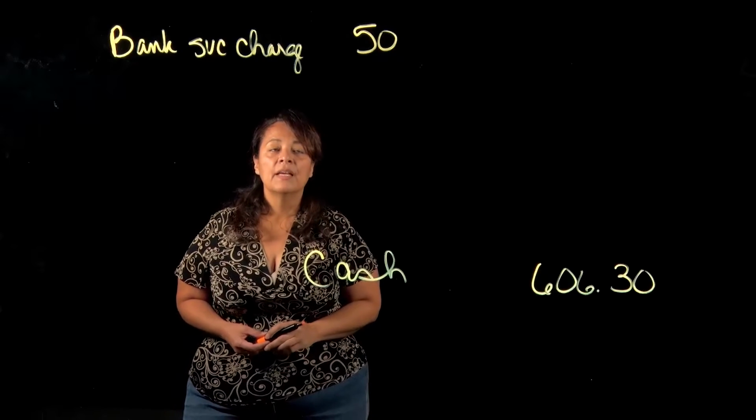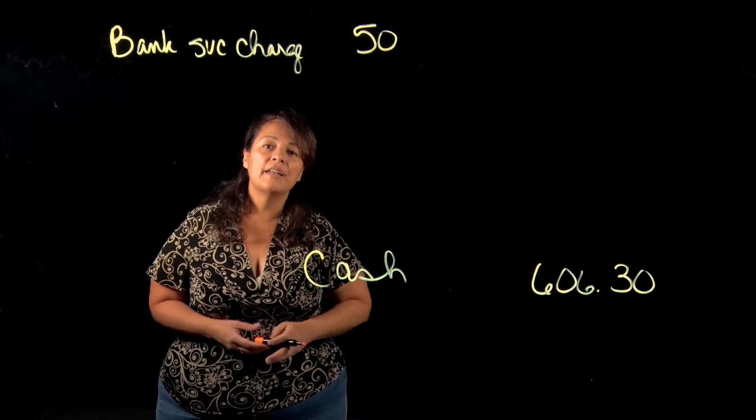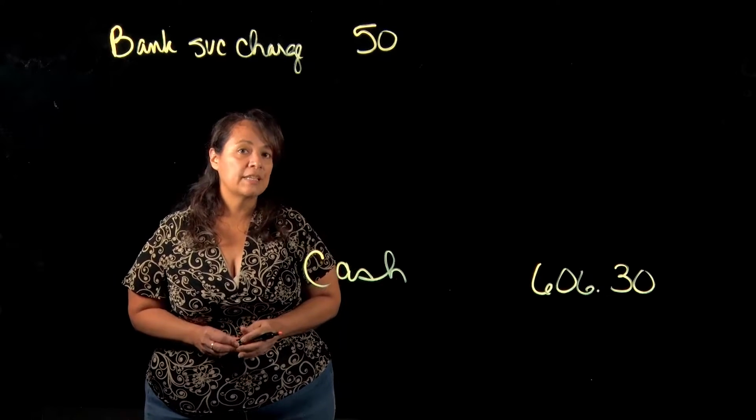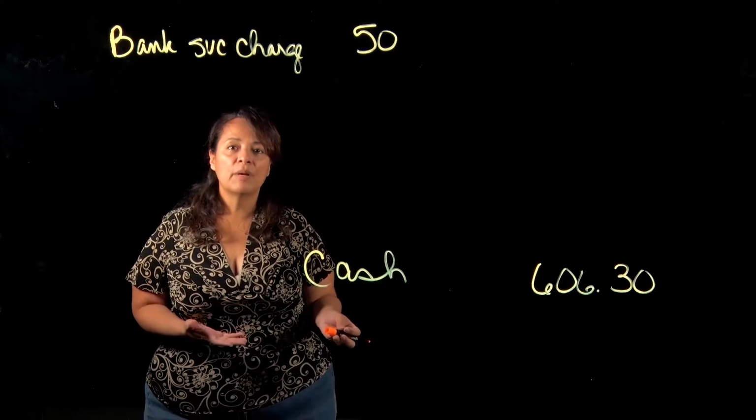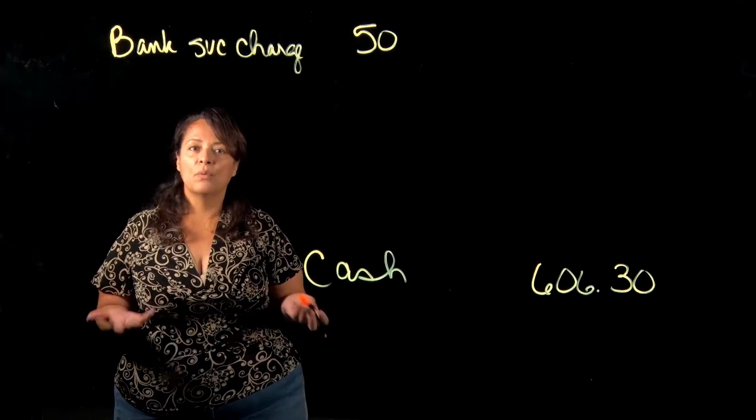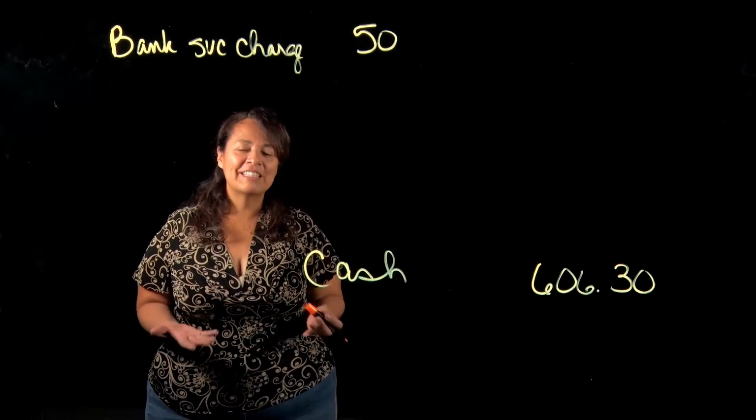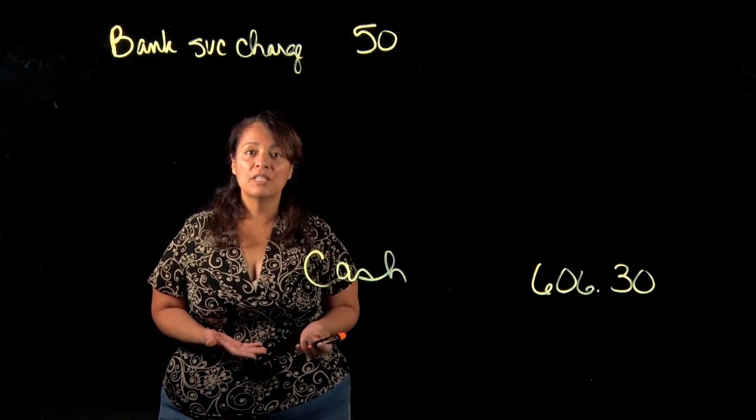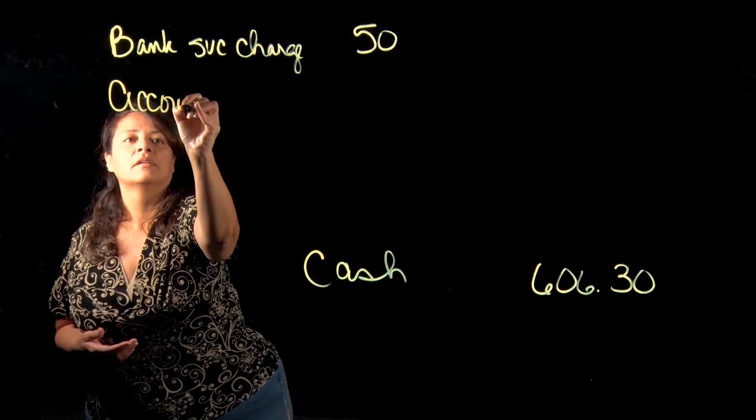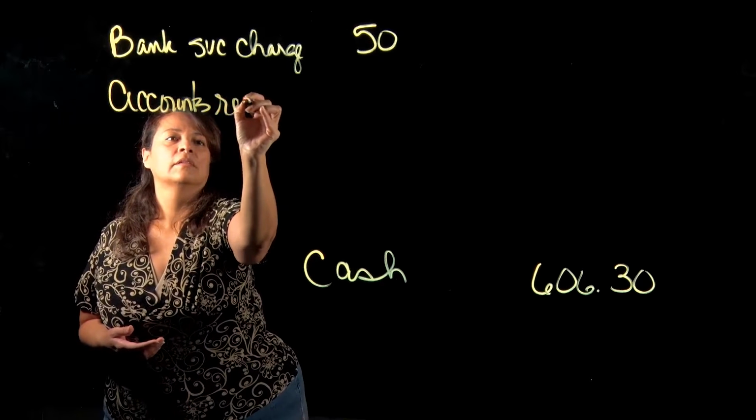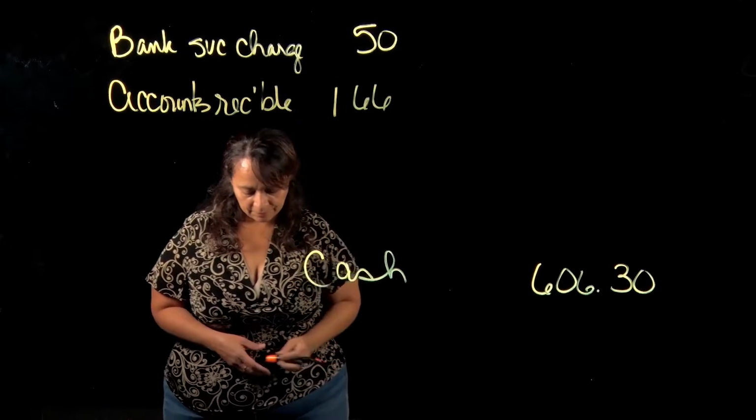All right. Now, the next adjustment we're going to make is for that non-sufficient funds check that we received from a customer. So the customer gave us the check, didn't have money in their bank account to cover the check. What do you think? Should we forgive them or should they still owe us the money? They're going to still owe us the money. And when someone owes us money, we put that in accounts receivable. And that was for $166.